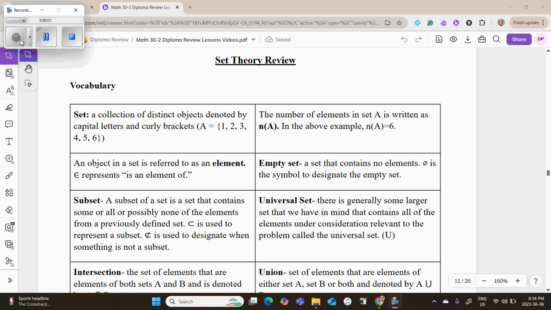This is a Math 30-2 set theory review on page 11 of your review notes. First, let's go through some vocabulary. A set is a collection of distinct objects denoted by capital letters and curly brackets.